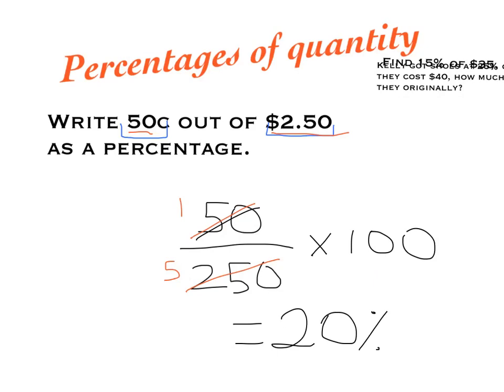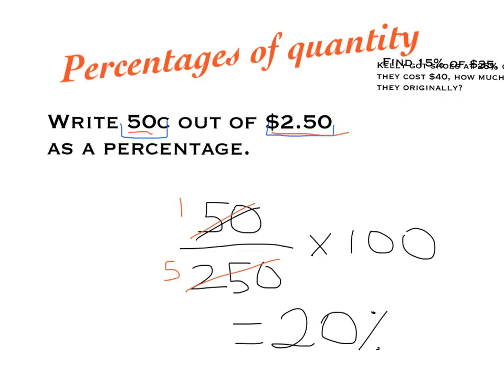50 cents out of $2.50. Firstly, I know I have a portion, so I need to write it as a fraction. Now, I can't write 50 cents over 2.5 because it's not right. I need to convert them into the same units. So I convert it into 250. I multiply by 100 to get into a percentage, and I get my answer of 20%.